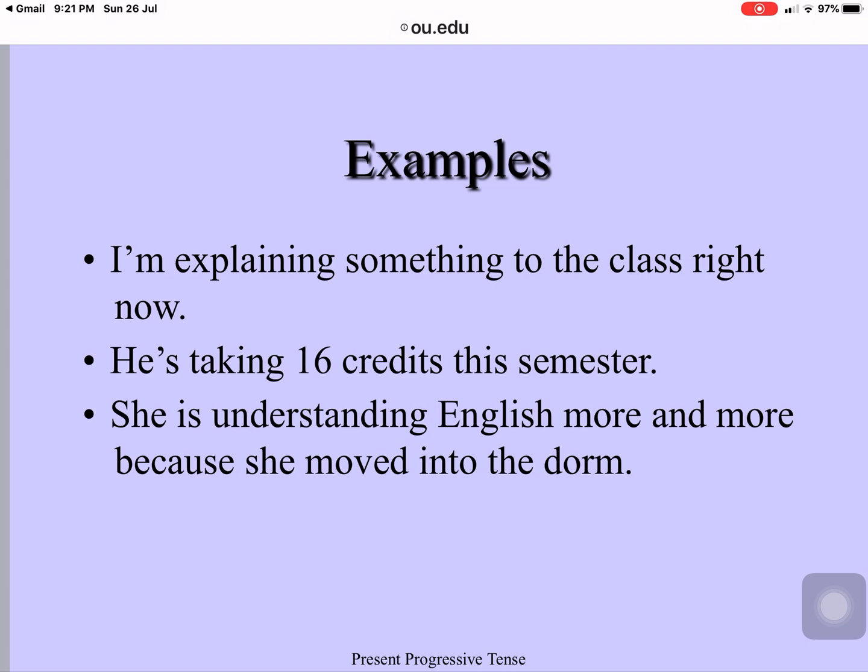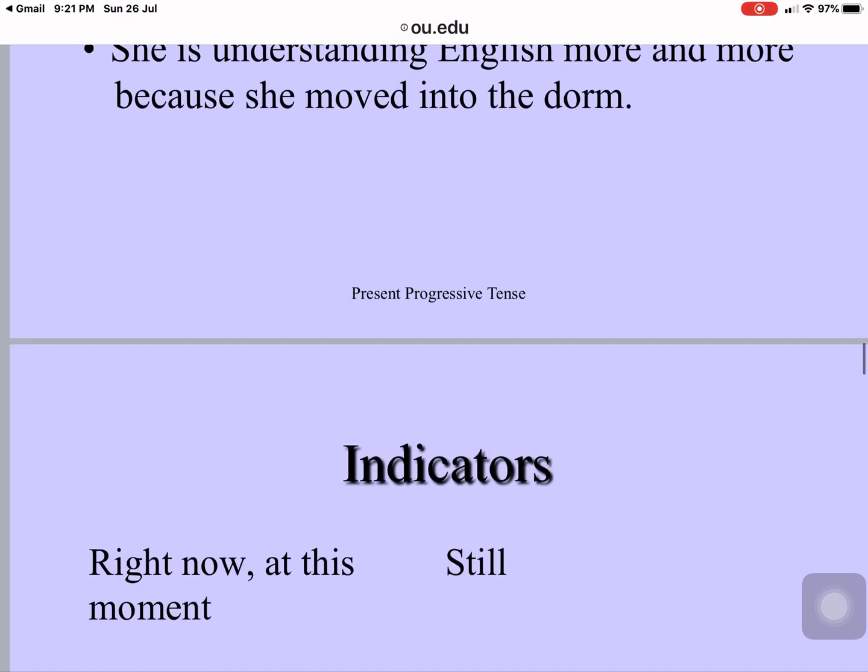He is taking. As I already said, is, am, are plus V1 ing is used in present continuous tense. He is taking. Why is is used here? Because he is singular subject. She is understanding English more and more because she moved into the dorm. This sentence is also in present continuous tense.